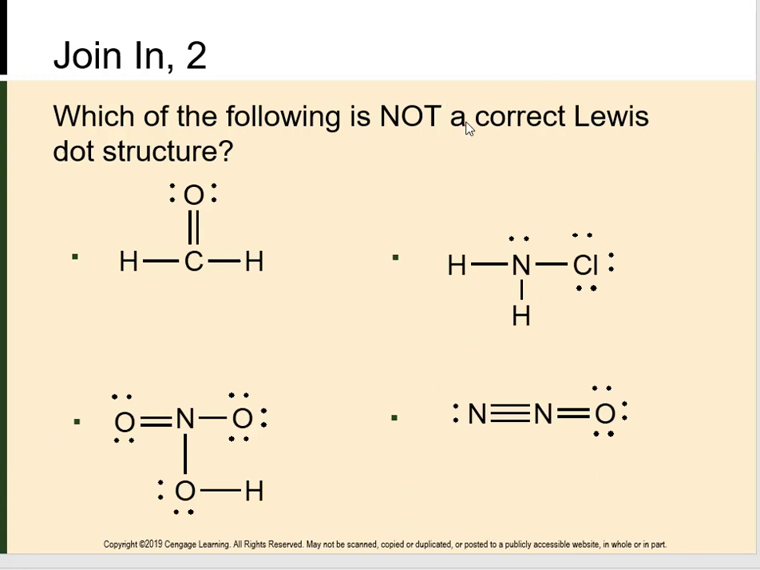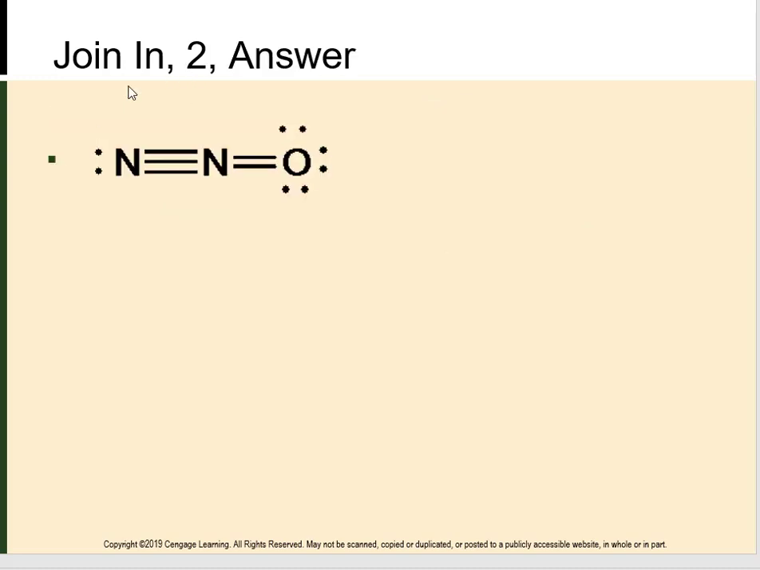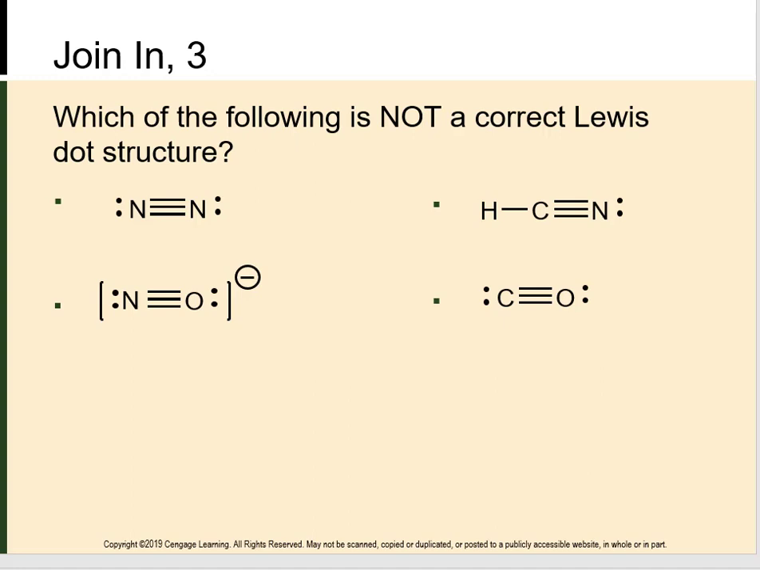How about this one? Which of the following is not a correct Lewis dot structure? Take your time and think and look and see who's all happy. Should have gotten this one. If I look at this central nitrogen, it's got a triple bond, so 2, 4, 6, and then a double bond, 8, 10. That's 10 electrons for that central nitrogen. Not going to happen.